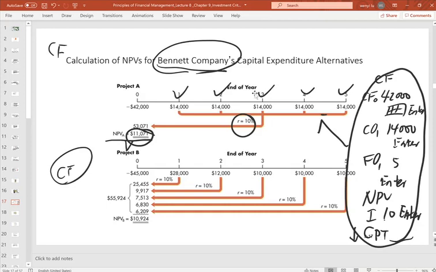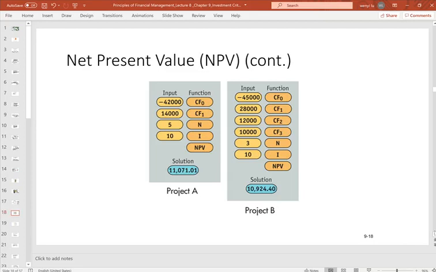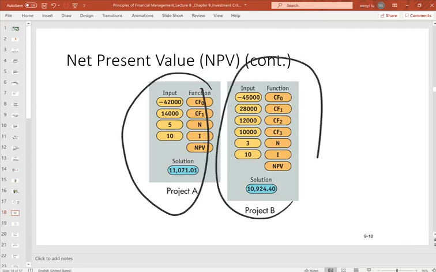So please try these calculations at home. Use your own financial calculators to get familiar with how to solve the NPV calculations. I put my steps on the slides for these chapters. I will post the slides both on Blackboard and on my course website. So please download this PowerPoint for reference.